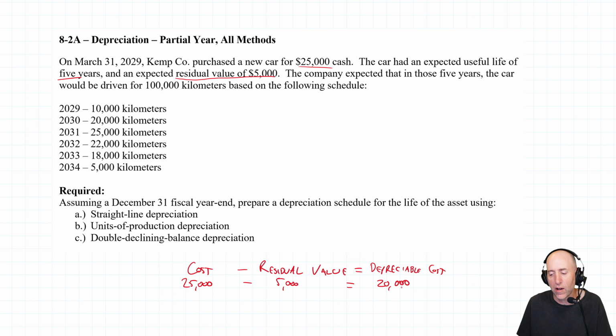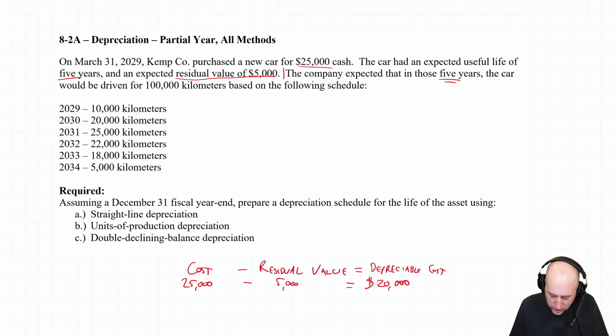Now we'll do straight line first, and we have all the information we need up to here, right? We can just stop reading here. The rest of this is all about units of production. It tells us how many kilometers we're going to drive, and we depreciate the asset based not on time but on kilometers driven, but that's units of production. Straight line, we got all we need. We have the cost of the asset, the residual value, and the number of years of service we think we're going to get out of the asset. And this thing we think we're going to get 5 years.